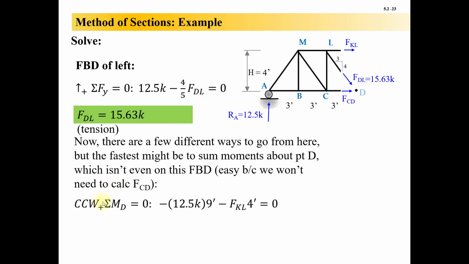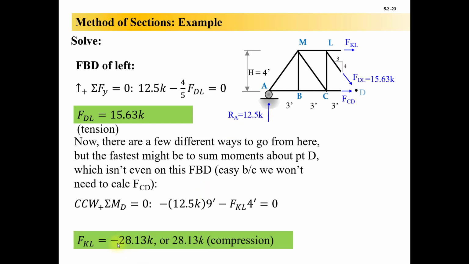So if I do that, I sum moments about D. I'm going to have 12.5 kips times 9 feet, and that's a clockwise moment about D, so negative. And then I'm going to have minus FKL times 4 feet. It's minus because it is also a clockwise moment, which you're going to end up getting a negative sign for your answer. 28.13 kips, which means 28.13 kips of compression is what FKL equals. And those are the answers that I was looking for. I didn't have to find all of these member forces all in between. No, I went straight there with method of sections.